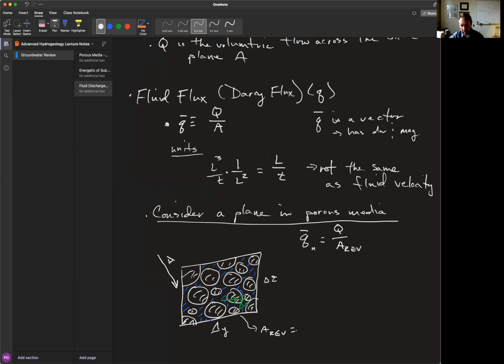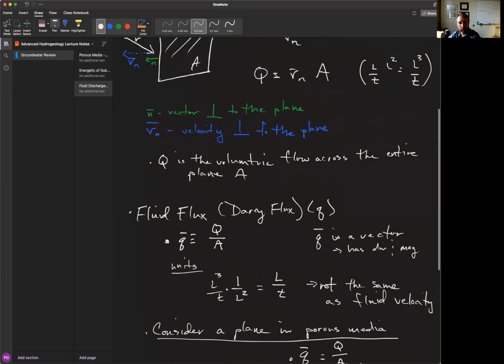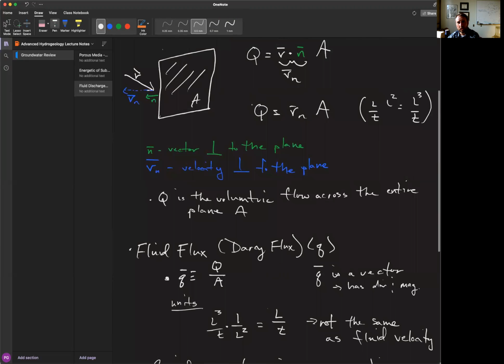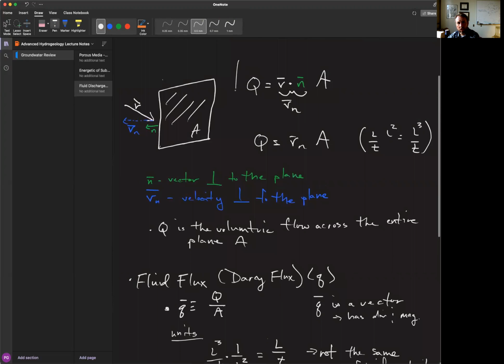And AREV is given to us by delta y times delta z. All right. So this is my definition of flux. It is the discharge per unit area. All right. Let me use this equation. I'm going to need to label it. We'll call this star.